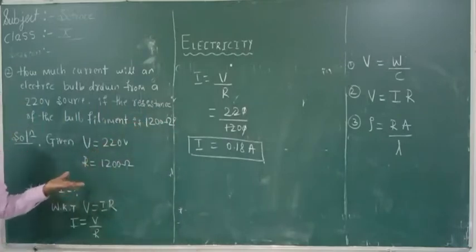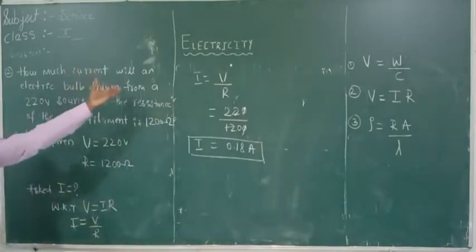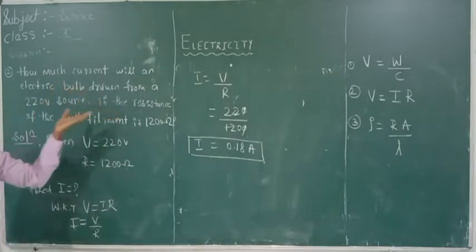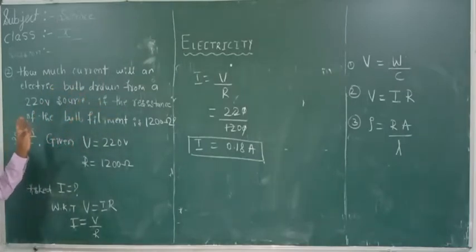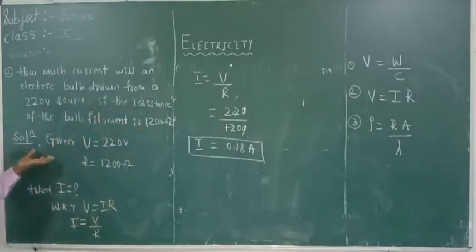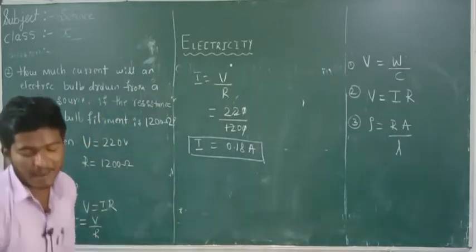This is the way we calculate the electric current. So we should remember what is given and what is asked. We have to clearly write down the data, what is given and what is asked. So next, I am considering another example here.